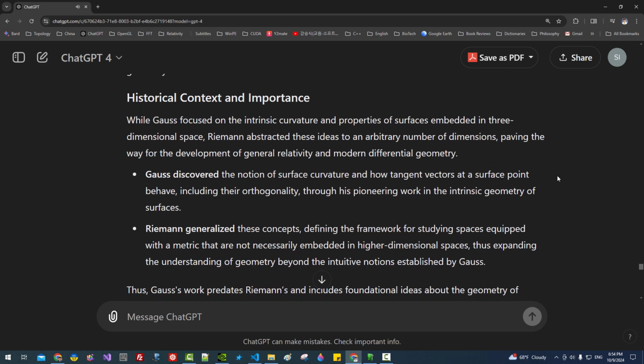Historical context and importance. While Gauss focused on the intrinsic curvature and properties of surfaces embedded in three-dimensional space, Riemann abstracted these ideas to an arbitrary number of dimensions, paving the way for the development of general relativity and modern differential geometry. Gauss discovered the notion of surface curvature and how tangent vectors at a surface point behave, including their orthogonality, through his pioneering work in the intrinsic geometry of surfaces.